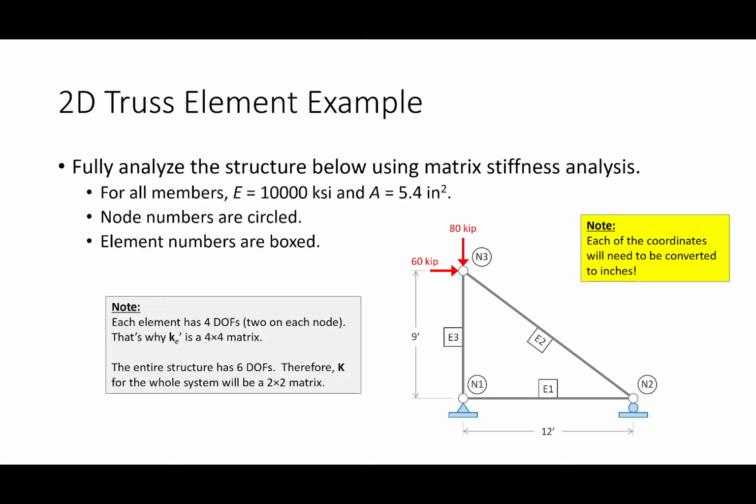So here's the structure. A couple of things are noteworthy. I've given you the E value and the A value, and that's the same for every member. So every member has the same E and A, and that's not necessary for a structural analysis. I could have this member made out of aluminum, this member made out of steel, this member made out of brass. I could have different properties for each member. So this is just me trying to make the bookkeeping a little bit easier.